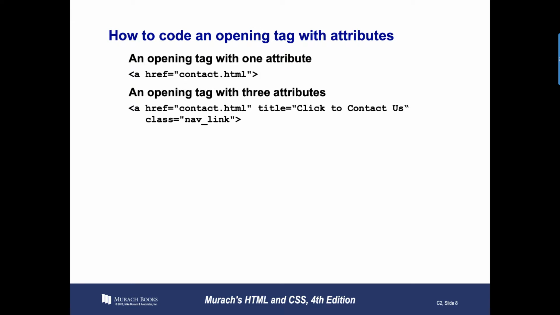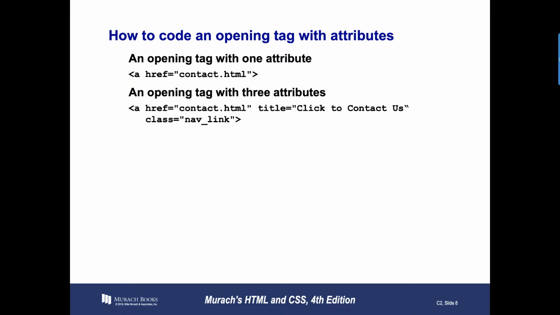So how to code an opening tag with attributes. Now, attributes are additional things that get added to tags to help provide more information. For example, the opening tag here, this anchor tag that has one attribute, that attribute href contains information as to where the browser should go if a user clicks on that text that's going to follow that anchor tag.